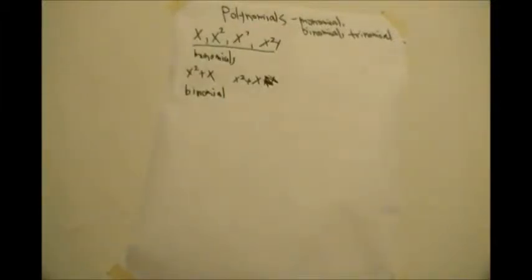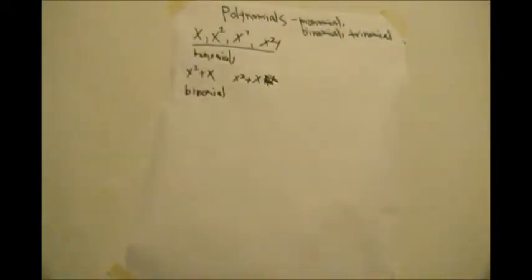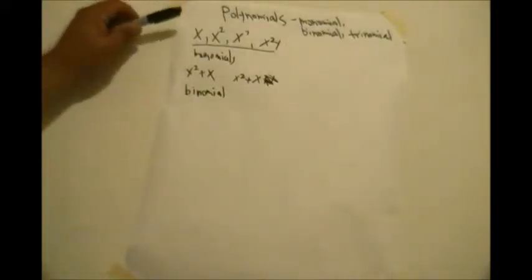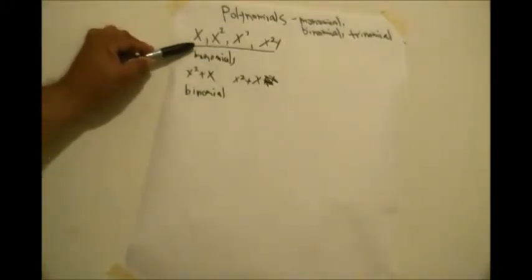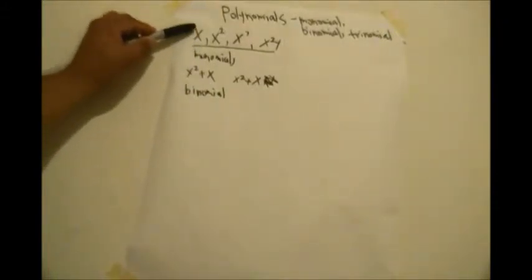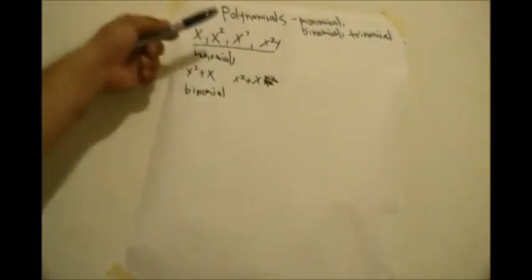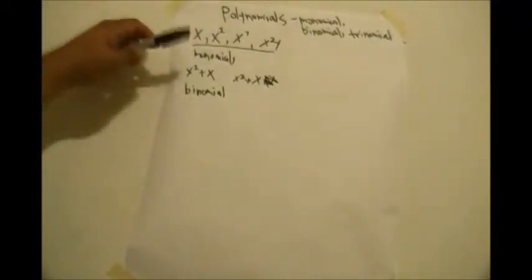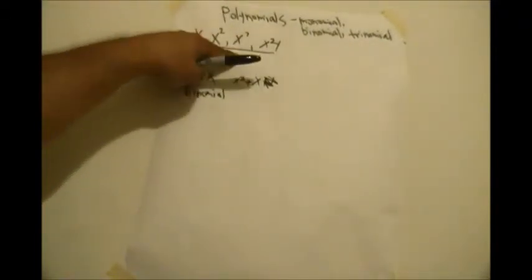Okay, so today we're going to be talking about polynomials, more specifically what a monomial is, a binomial, and a trinomial. Okay, so monomial just means that we just have one term. So here, x, just x by itself, could be a monomial. X squared, or x to the 7. Right? We're not combining, these are all just separate.